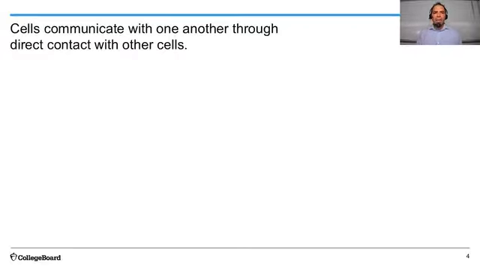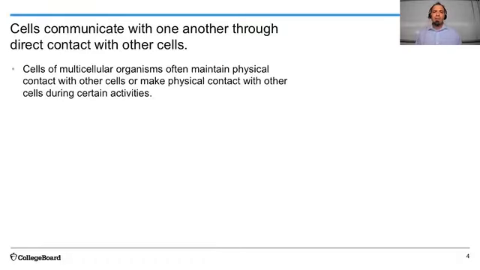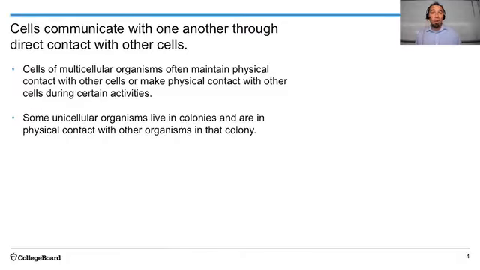So cells communicate with one another through direct contact with other cells. Cells of multicellular organisms, like yourself, often maintain physical contact with other cells or make physical contact with other cells during certain activities. Some unicellular organisms live in colonies or in physical contact with other organisms in that colony. So if situations get stressful, they may form a colony to share resources and ensure survival.